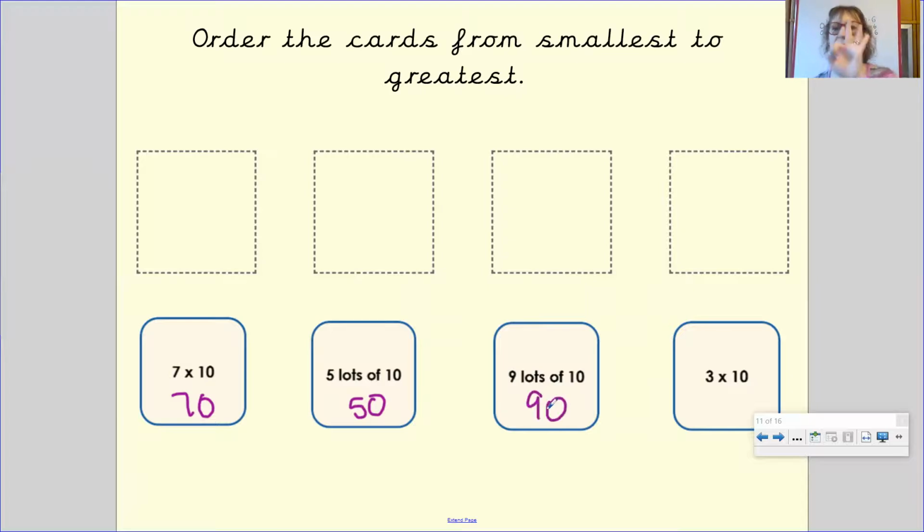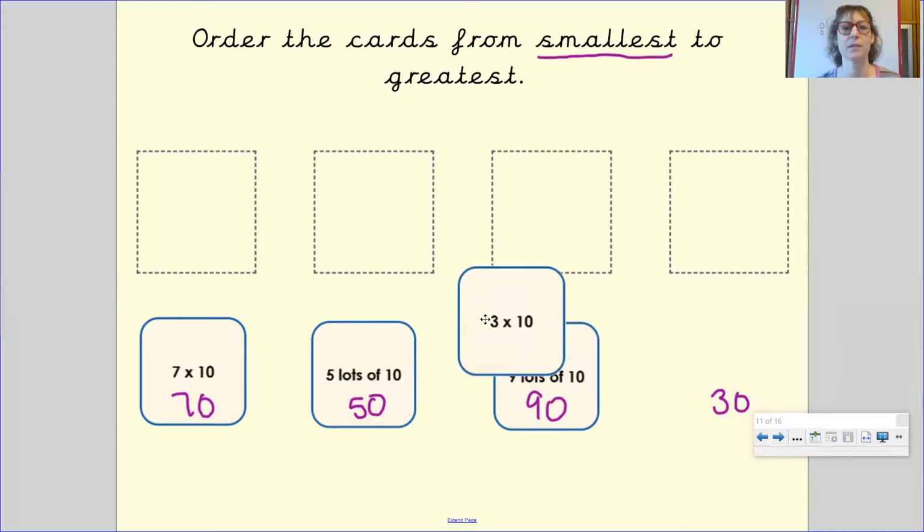And 3 lots of 10. It's much easier when it's in one hand. 10, 20, 30. Right. And it asked me to order them from the smallest. So the smallest one's got to go first. So which of these is smallest? 70, 50, 90 or 30?